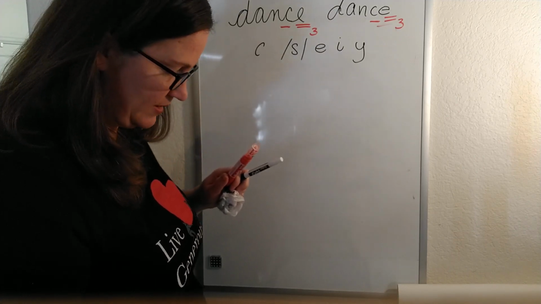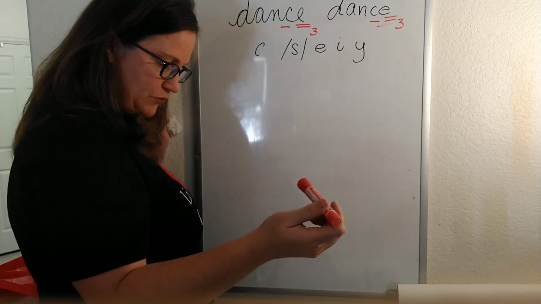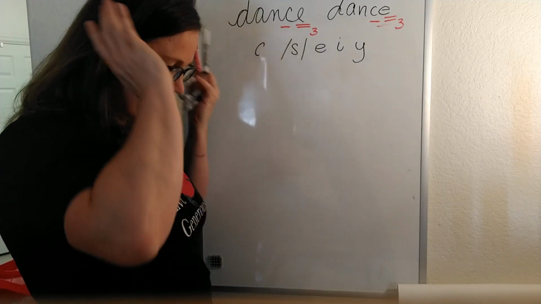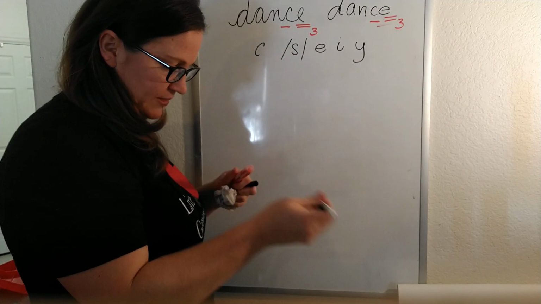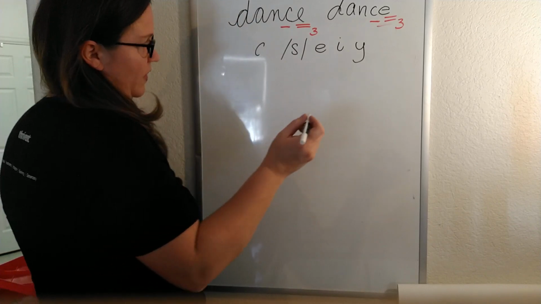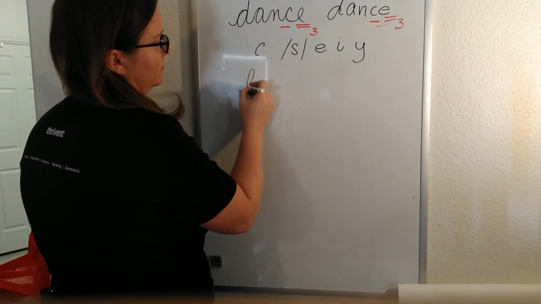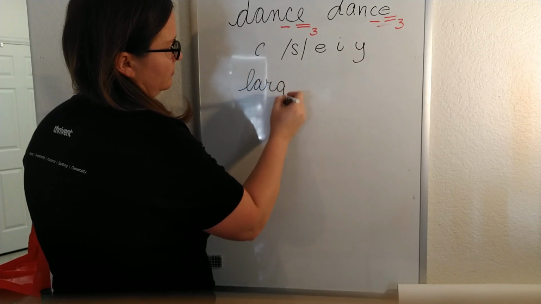Can you think of another word for this one? I'll give you another example right here. On the line with dance, under true, we'll illustrate another type of 3 E with the word large. Large families are special. Go ahead and sound it out for me. L, A, R, J.